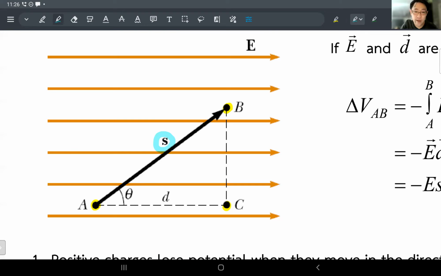One more time. We have electric field E pointing horizontally from left to right. You have two points A and B connected through the displacement vector S. What is the potential difference from point A to point B?